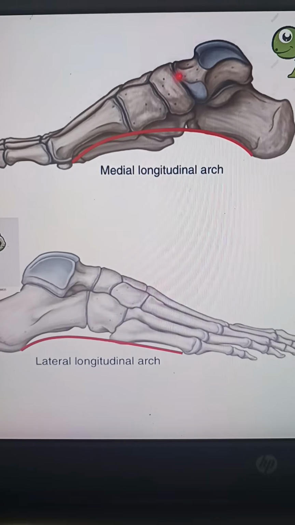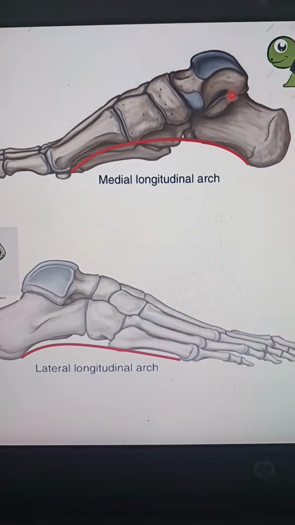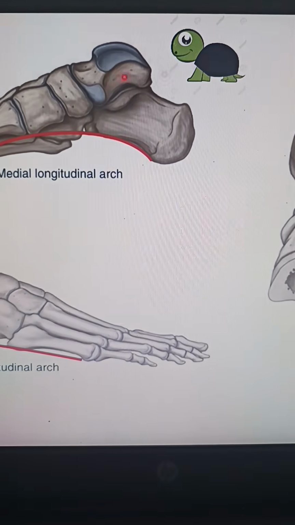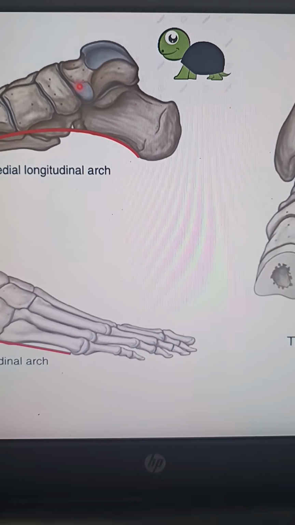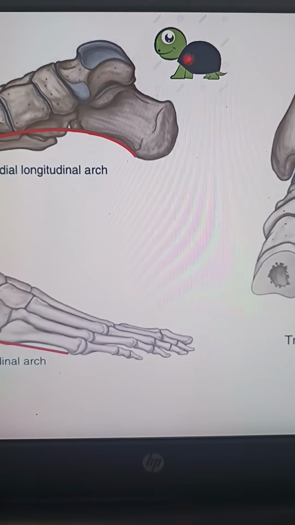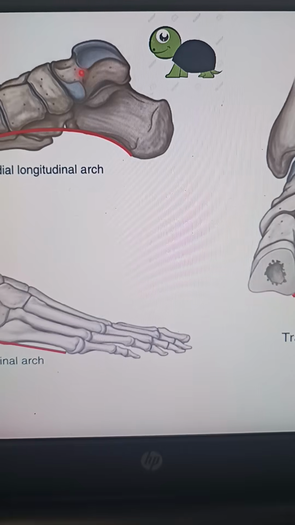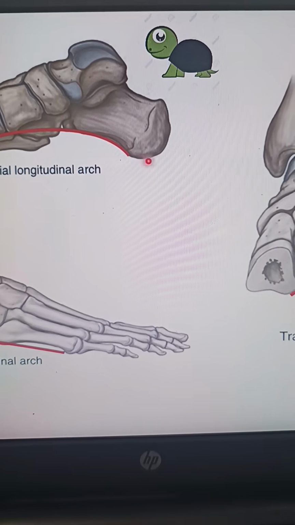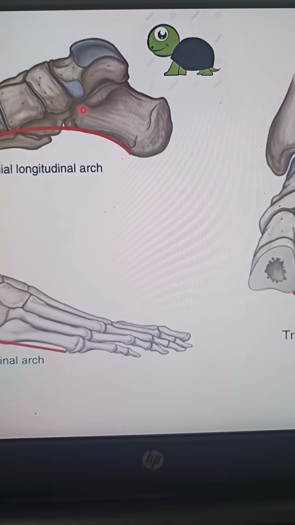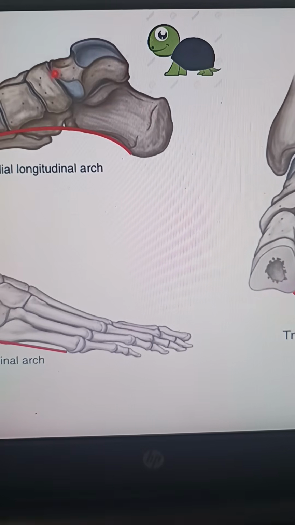Let us start with the bone talus. We all know that talus resembles the tortoise. So that's the head of the tortoise, that's the head of the talus. There's the body of the talus and there's the body of the tortoise. So the body of the talus rests on the calcaneum. That's a calcaneum and that's a talus, just like a tortoise.